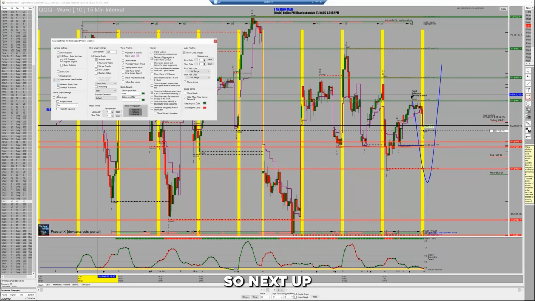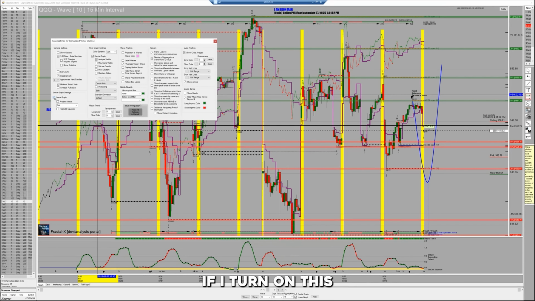Okay. So next up we have some settings for the linear graph. For example, if I turn on this, that turns on the linear graph along the fractal graph. It's up to you if you want to look at the linear graph, and it also marks the vector for it. This is the same vector we're going to see at the wave 10 15 minute. It's just marking it right here with the linear graph. Does that make sense? Yeah.